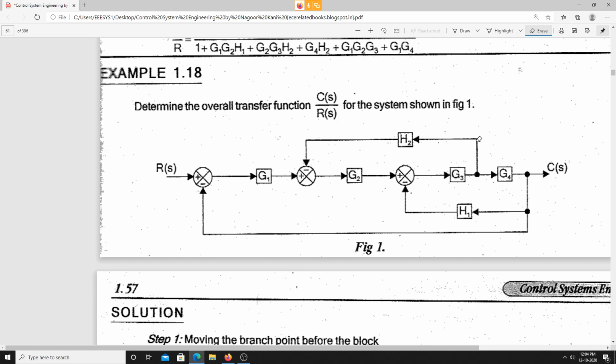So we can move this branch point ahead of this block, right? So this branch point can be moved ahead of this block. Is that clear? After moving this one, what are we supposed to do? This part can be eliminated, and next this part can be eliminated, and finally this part can be eliminated. Is that clear? That is a simple way. Just try this one. Please everyone try. I will discuss the answer later.